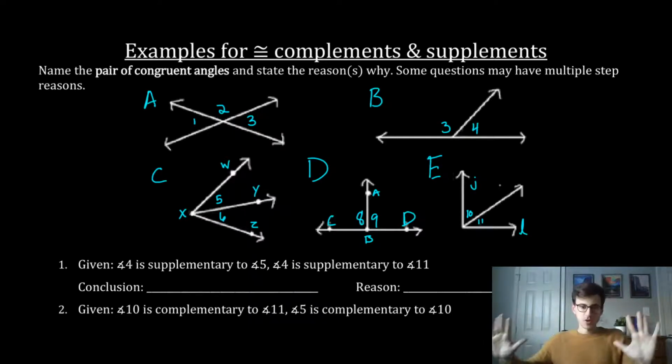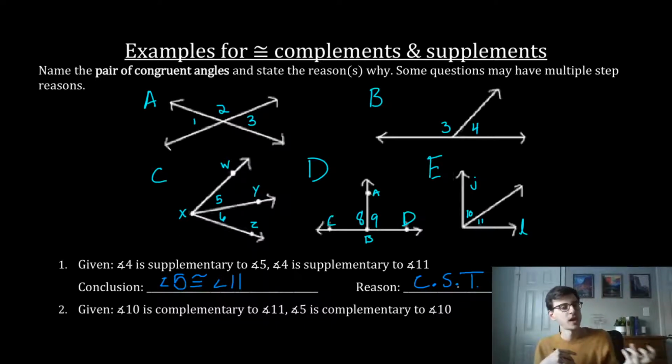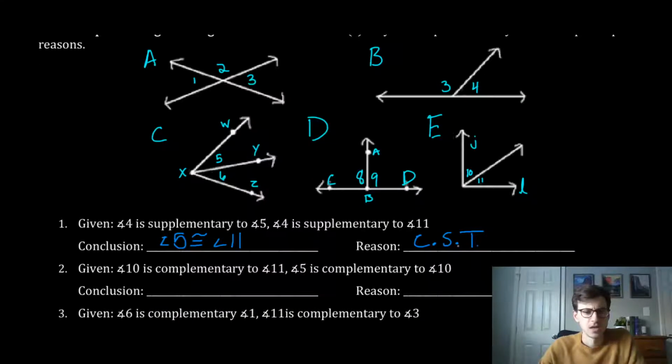Angle 4 is supplementary to angle 5. Angle 4 is supplementary to angle 11. Well, remember, if I'm saying 4 is supplementary to 5 and 11, that feels like transitive. It's not transitive, it feels like it. We can say that angle 5 is congruent to angle 11 by our friend, the congruent supplements theorem, right? The congruent supplements theorem states if I've got one angle that's supplementary to two other angles, well, then those two angles it was supplementary to are congruent. Easy breezy, beautiful.